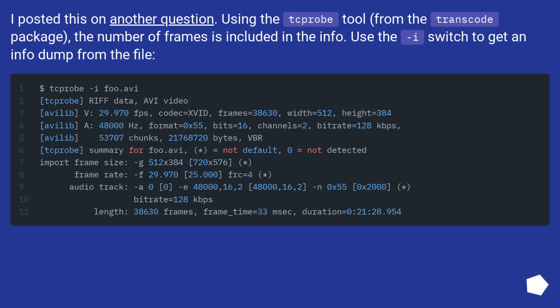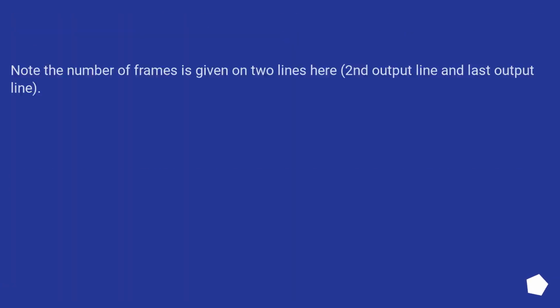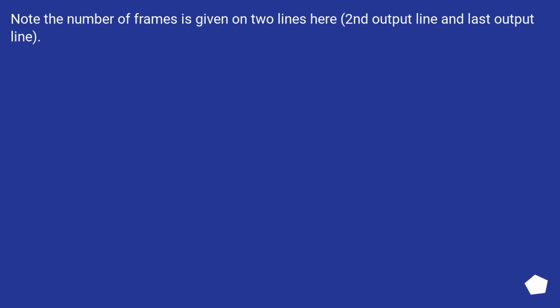I posted this on another question. Using the tcprobe tool, from the transcode package, the number of frames is included in the info. Use the -i switch to get an info dump from the file. Note the number of frames is given on two lines here, second output line and last output line.